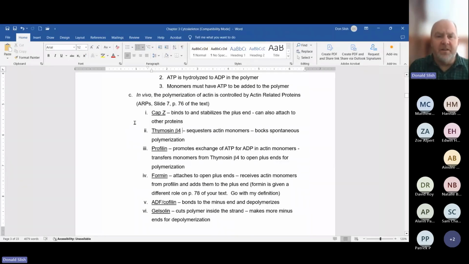So this is our basic process here. You've got CAP-Z binding the plus end. When CAP-Z comes off, then Formin can bind, and profilin brings monomers over to Formin, and it polymerizes. And then at the other end of the filament, you've got ADF, cofilin, and gelsolin depolymerizing.